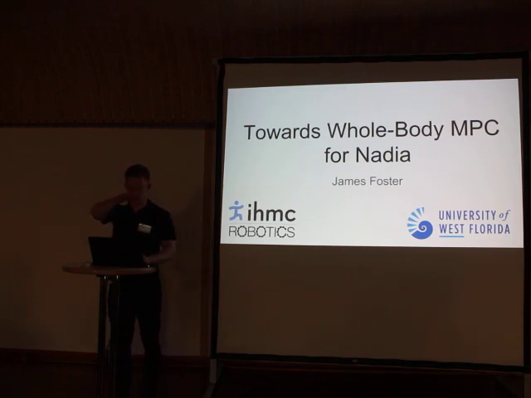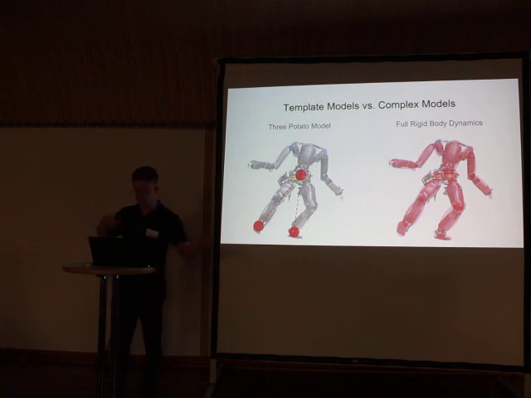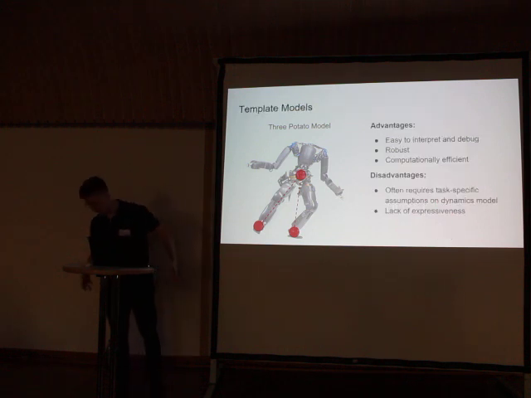I'm going to talk about our recent efforts towards whole body NPC for Nadia. I'd like to frame the conversation by comparing template models, and I'll use the 3 potato model that we use a lot as an example, against, say, the full rigid body dynamics. We use the 3 potato model to capture the effect of Nadia's extremely heavy legs on angular momentum planning.